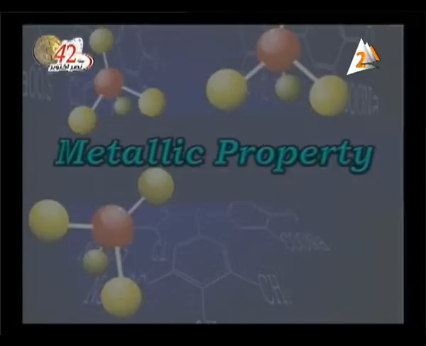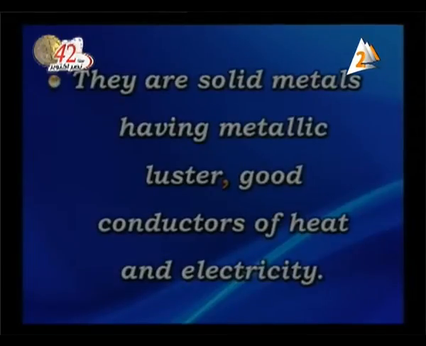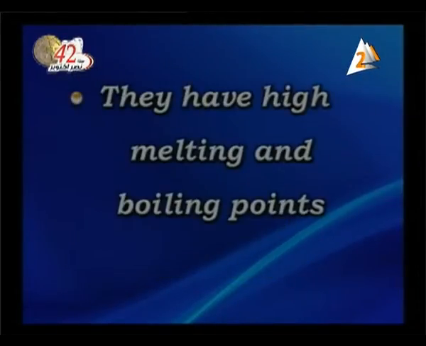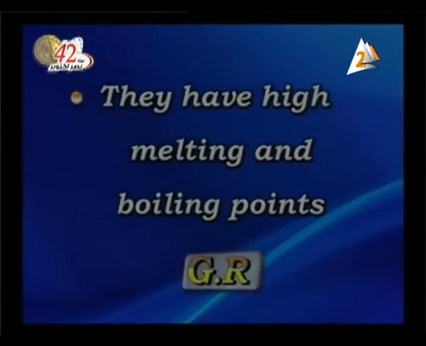Now we are going to discuss the next property, which is the metallic property. Here the elements of the first transition series are solid metals having a metallic luster and are good conductors of heat and electricity. Also, these elements have high melting and boiling points, and so we have to give reason for this point.